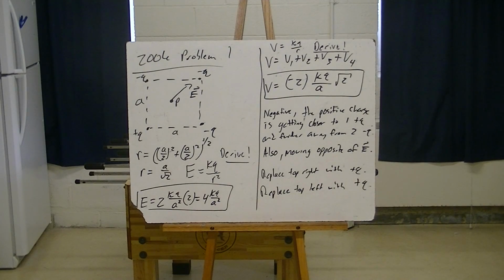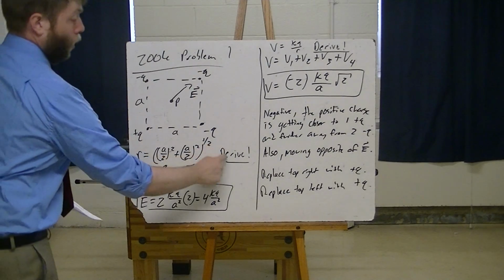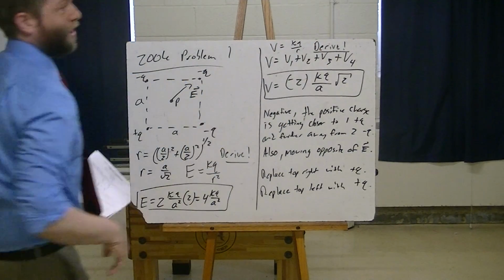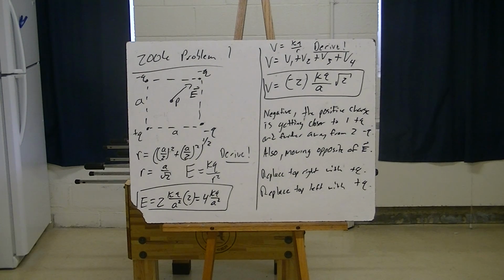Problem 1 from 2006 is more electric field and electric potential analysis. However, this word derive comes up in 2 spots, and we got to talk about that because it's something I figured out when I acted as an AP reader the first time.